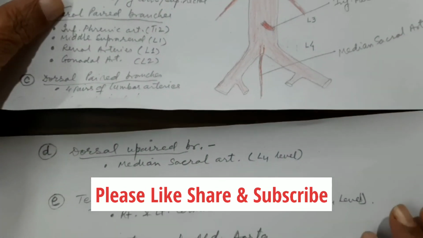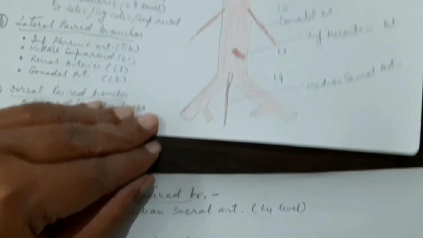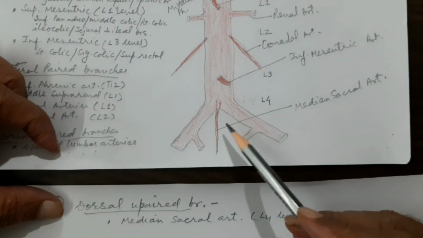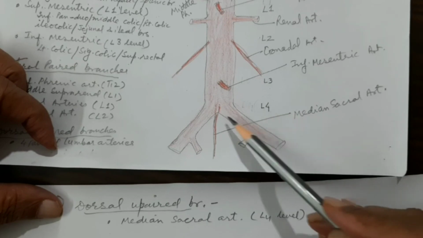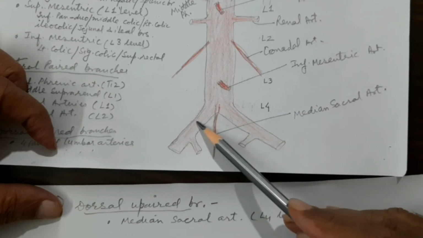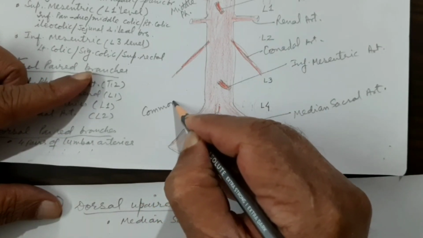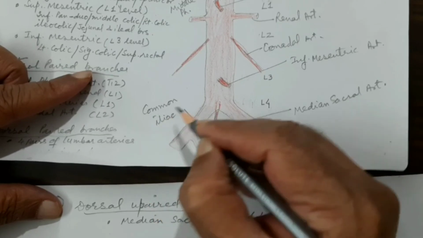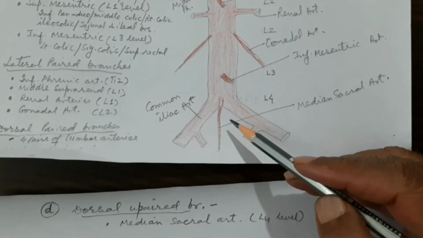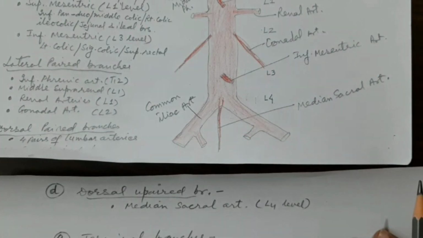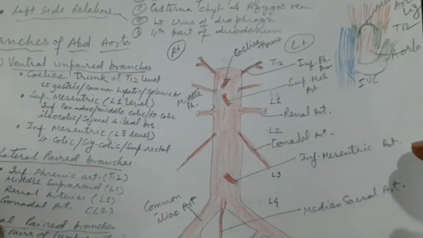Let us come to the final type of the branches which arise from the abdominal aorta, and these are the terminal branches. You can see here the abdominal aorta at the lower border of L4 will divide into two terminal branches which are called the common iliac arteries, right and left common iliac artery. Now this completes the different branches which are taking origin from the abdominal aorta.